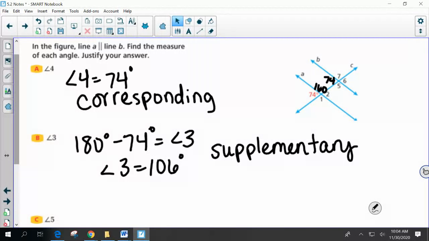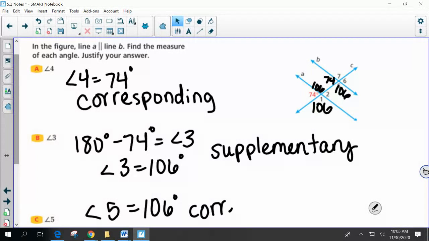Okay, the next one is angle 5. How could I figure out angle 5? Doesn't 1 equal the same thing as 3? 1 and 3 are the same. So 1 and 5 would be the same too. So what is angle 1? 106. I wrote 160, didn't I? That should be 106. So then angle 5 has to be 106. And what's it called when they're in the same location? Corresponding. So angle 5 has to equal 106 degrees.